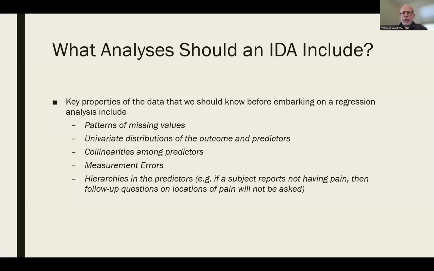If a subject is asked about pain, and they say no, they don't have any, they probably won't be asked about the location of pain. So if we immediately jump to looking at pain in the ankle, we may see a lot more missingness than we expect, partly because many people are just not asked about pain in their ankle because they're reporting no pain at all. So rather than treat them as missing, we should say, well, they're reporting they have no pain. But this is the sort of thing that, unfortunately, we can't always catch in advance. So this is one of those places where the IDA can be helpful.